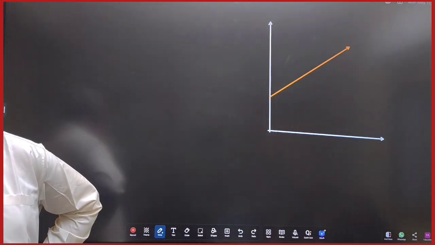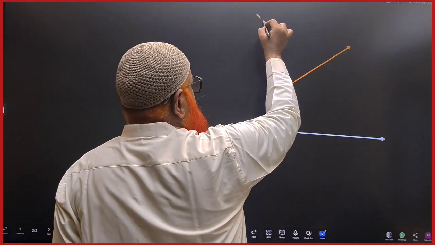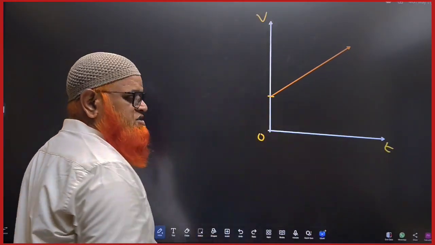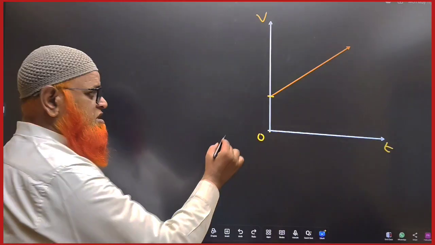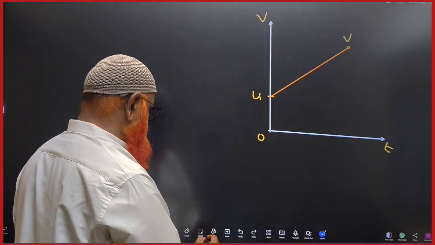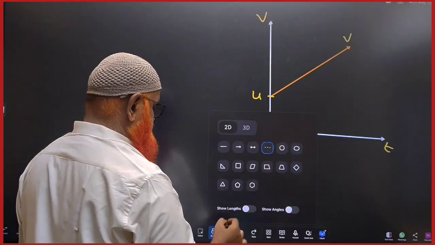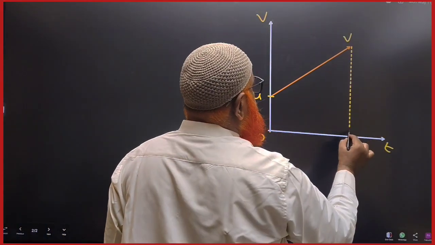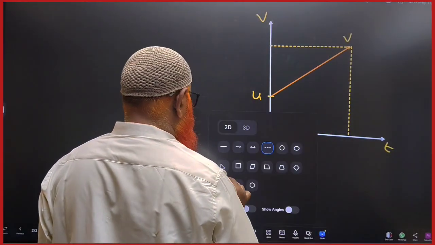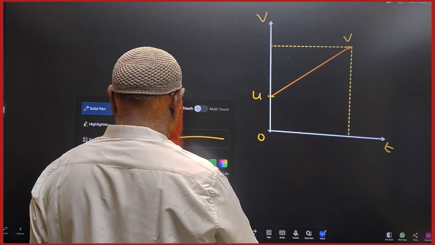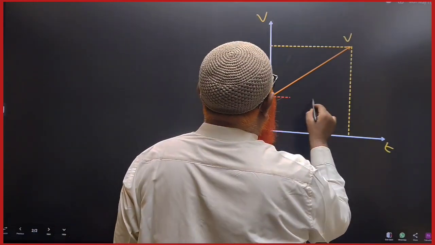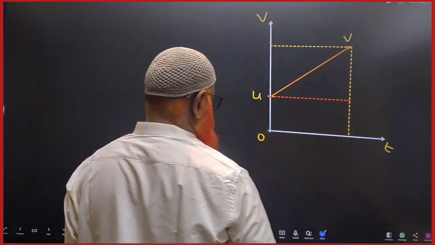I'll discuss that. See, this is the y-axis which represents velocity and this is representing time. So it's not 0 now, it is starting from a certain initial velocity u, and this is going to be the final velocity v. Now, if I draw the lines like this, I'll complete this graph here, like this.